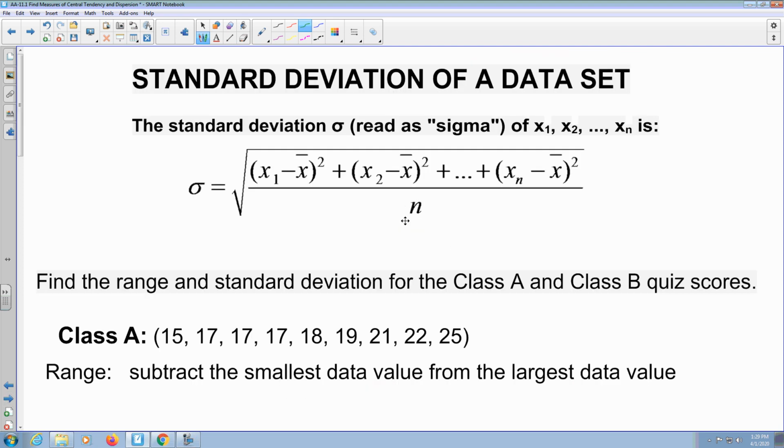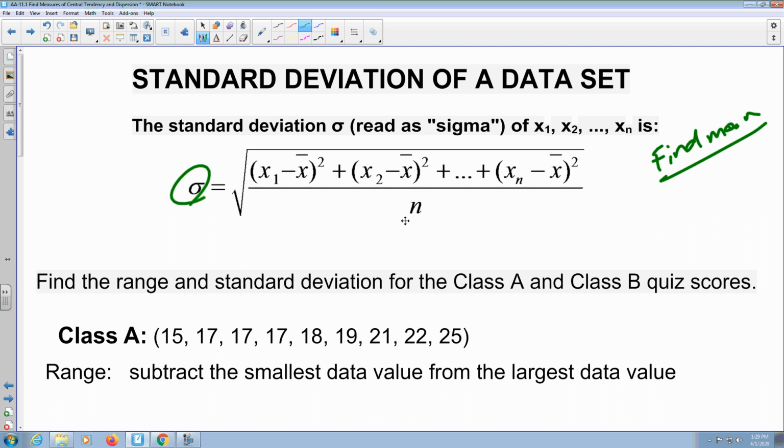All right. So how do we find standard deviation in a data set? This is the sigma notation for standard deviation. This particular formula looks really daunting. Really, the first thing you've got to do is find the mean of the data set. So add up the values and divide by the number of values in the data set.